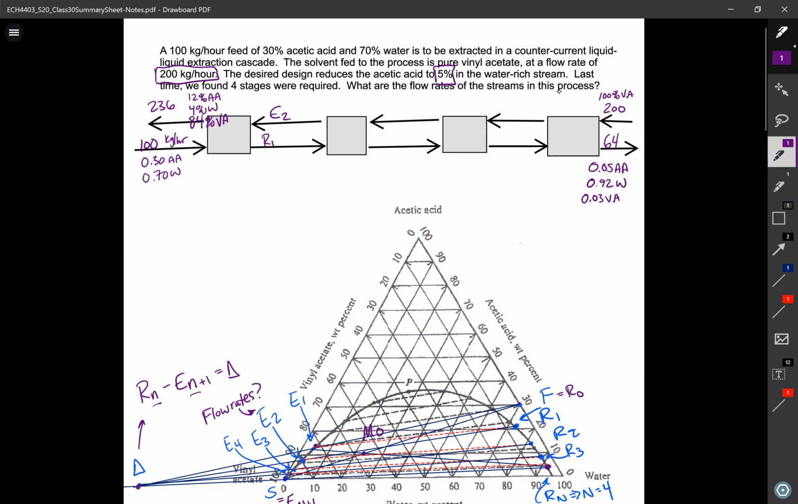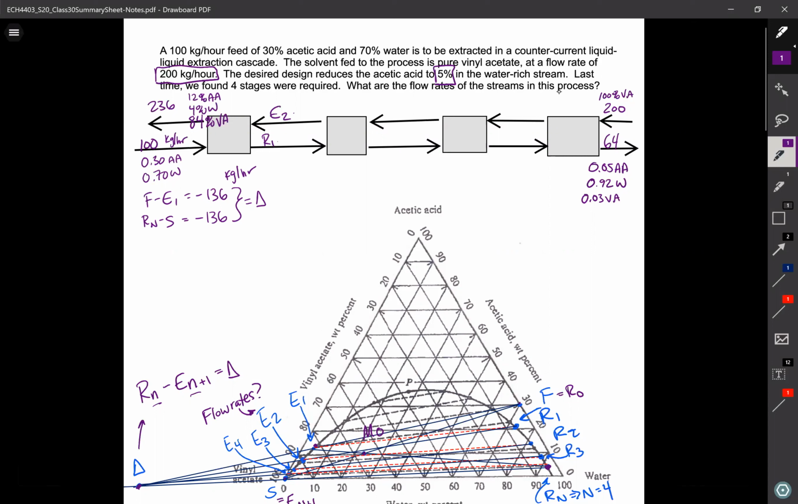Importantly, note that F minus E1 is negative 136, and similarly, Rn minus S is 64 minus 200, also minus 136. That is because 136 is equal to the delta point, and that will be the difference between any pair of crossing streams in this process flow diagram. Therefore, if I want to figure out what R1 and E2 are, I know that the difference between them has to similarly be 136 kilograms per hour. That is my implied unit in all these numbers, even though I'm not writing it every time.